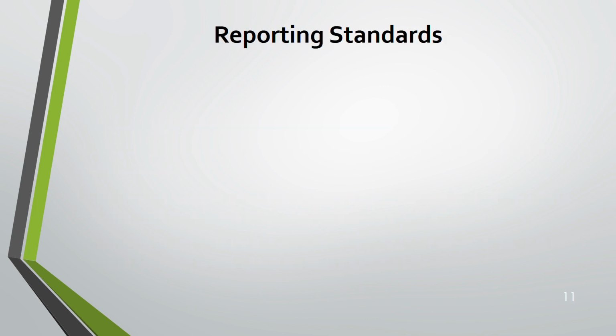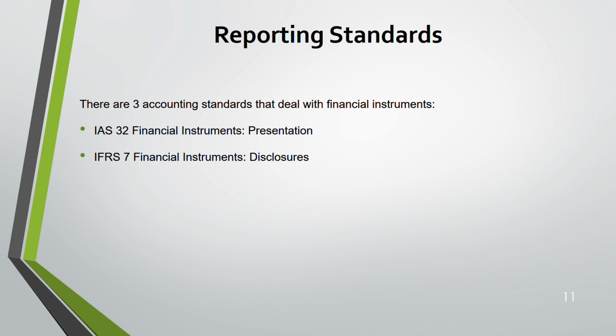Okay. Now moving on to reporting standards. There are 3 different accounting standards dealing with financial instruments. Just financial instruments alone. You see, there is no other topic that has so many standards. For everything else there is only one. But this topic, financial instruments itself alone, has 3 separate accounting standards to deal with it. IAS 32 presentation, IFRS 7 disclosure, IFRS 9 the measurement, recognition, everything.